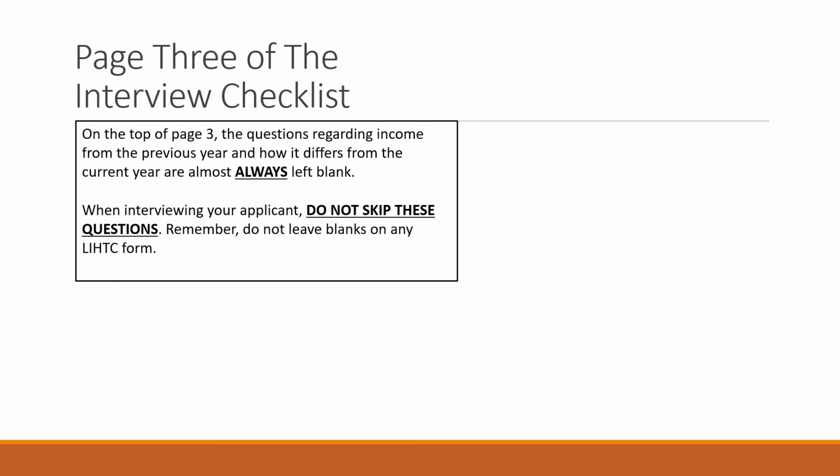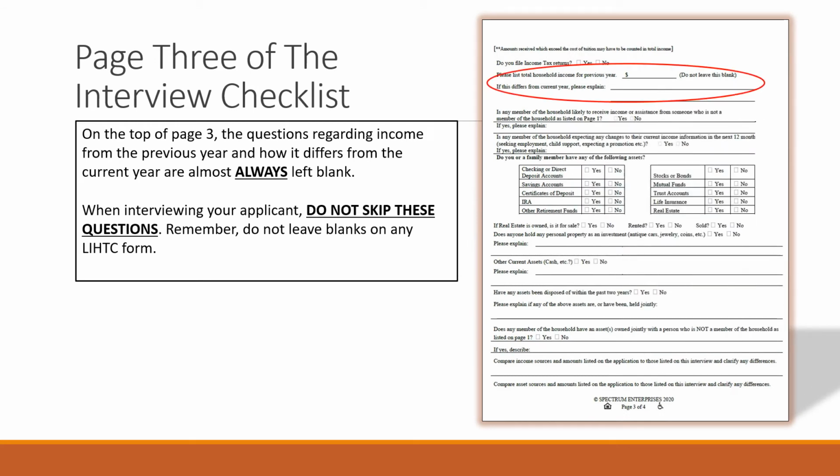Page 3 of the interview checklist. On the top of page 3, the questions regarding income from the previous year and how it differs from the current year are almost always left blank. When interviewing your applicant, do not skip these questions. Remember, do not leave blanks on any LIHTC form.